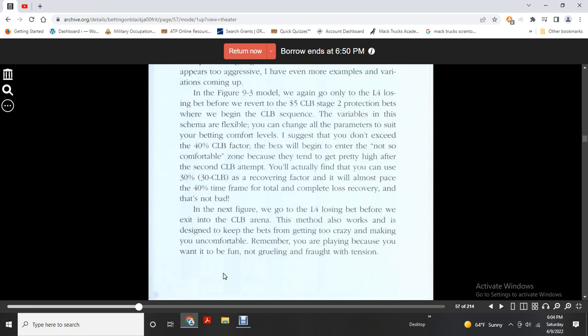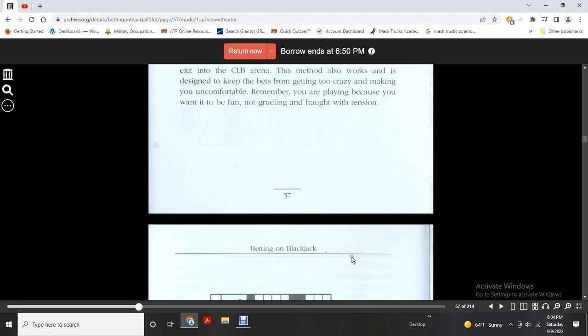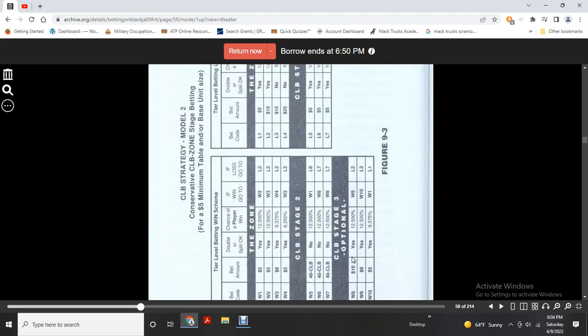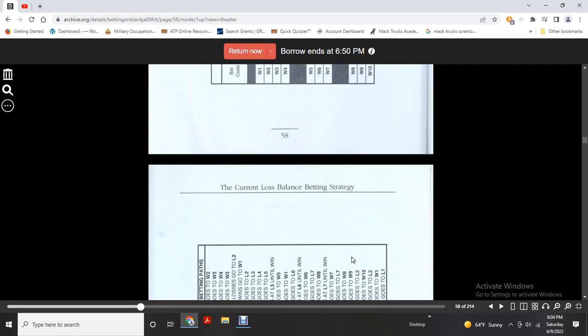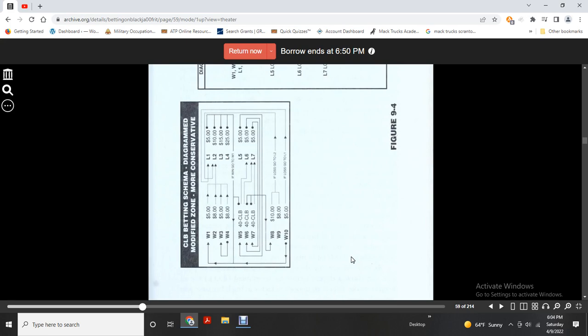In the next figure, we go to the L4 losing bet before we exit to the clearance losing betting arena. The method also works in design to keep the bets from getting too crazy and making you uncomfortable. Remember, you're playing because you want it to be fun and not grueling and fraught with tension. This shows the category 2 clearance losing bet zone strategy betting method, and then another clearance losing bet scheme diagram modified to be more conservative.